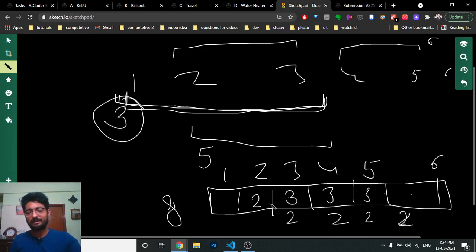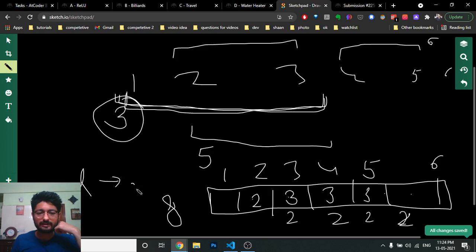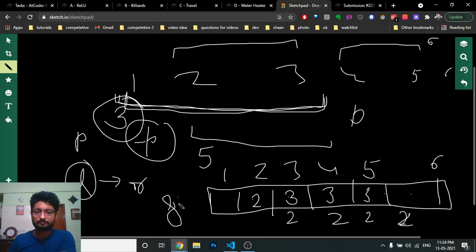So instead of doing this for every query, there is a very simple logic. If you want to update from L to R, just mark the Lth point with plus P, where P is the water, and the Rth point with minus P. Then you can move from left to right and accumulate the values by addition.